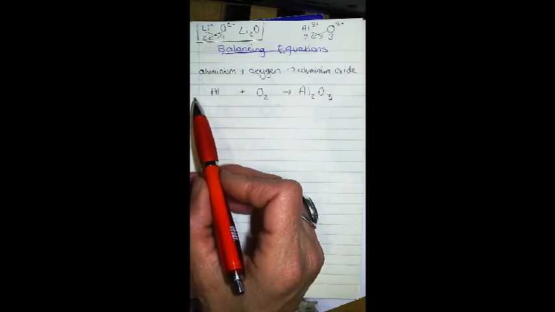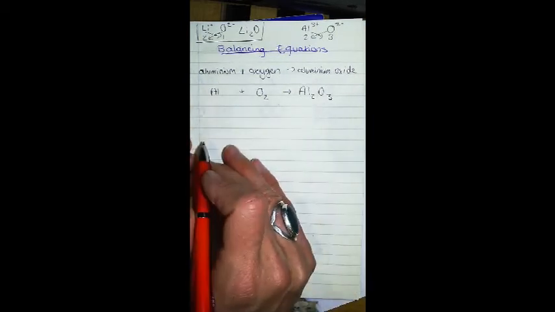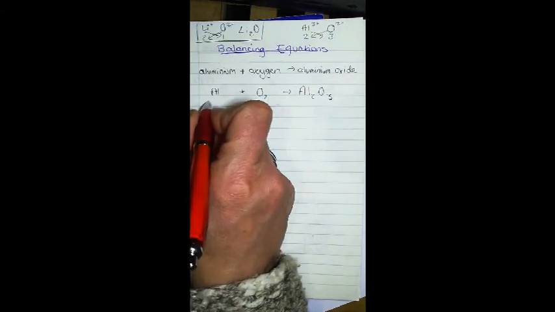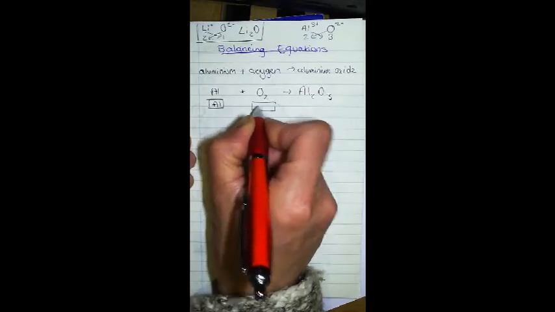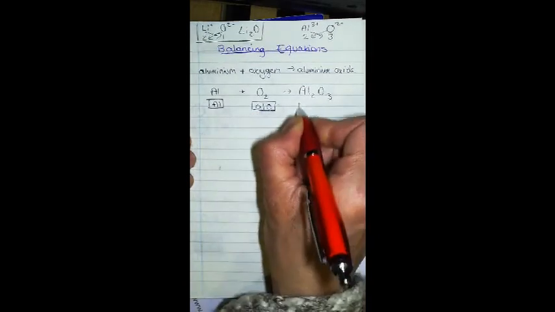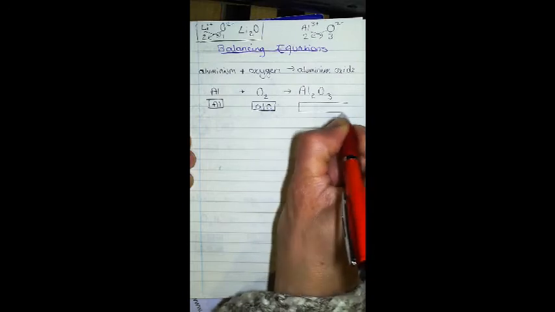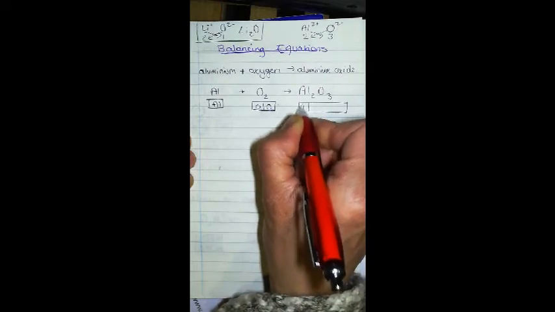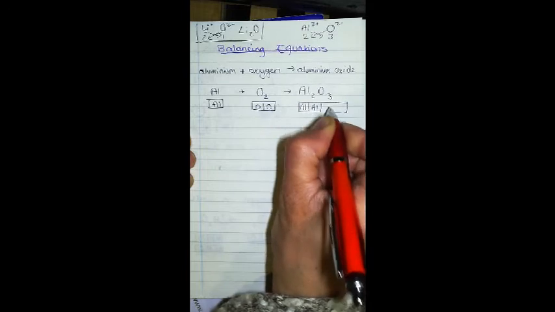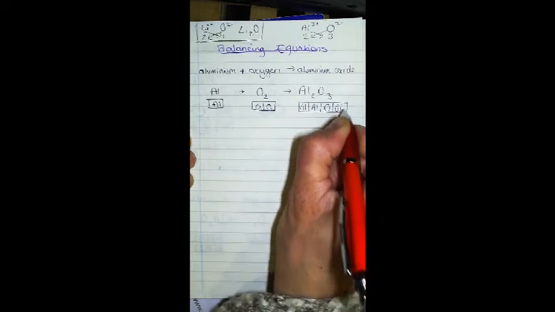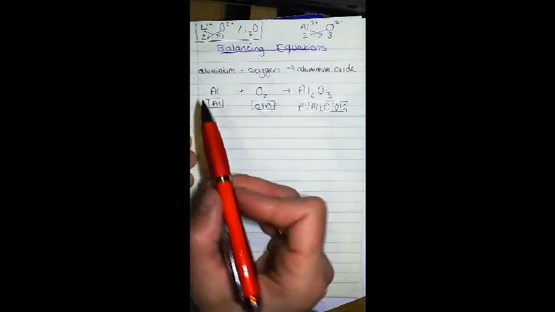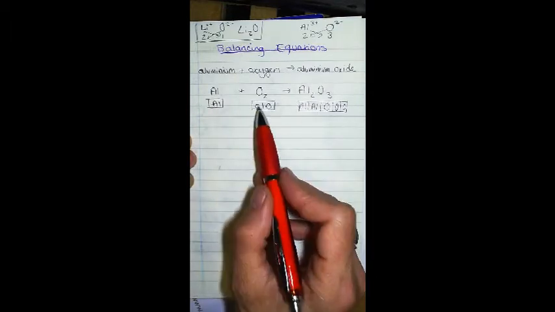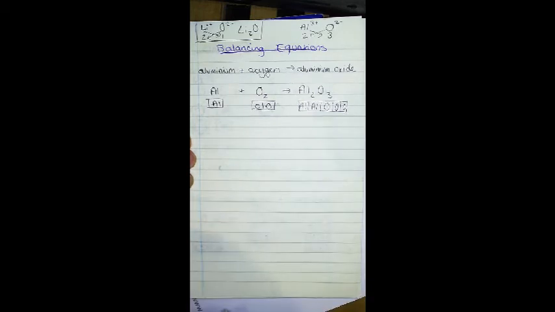So, correct formulae. Question, is it balanced? Alright, I'm going to draw my boxes. Aluminium. Oxygen. Aluminium. Aluminium. Oxygen. Oxygen. Oxygen. Am I balanced? Well, no, clearly not. 1 aluminium, 2 aluminiums, 2 oxygens, 3. There. Not balanced. Not even nearly balanced.